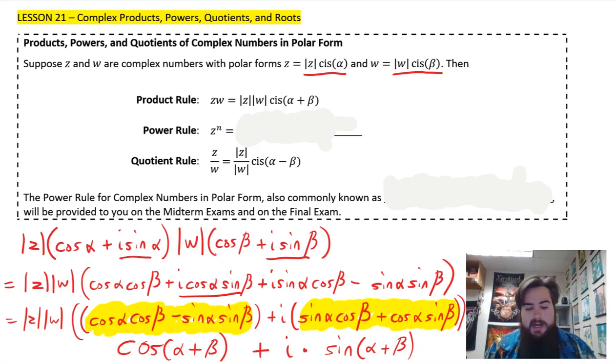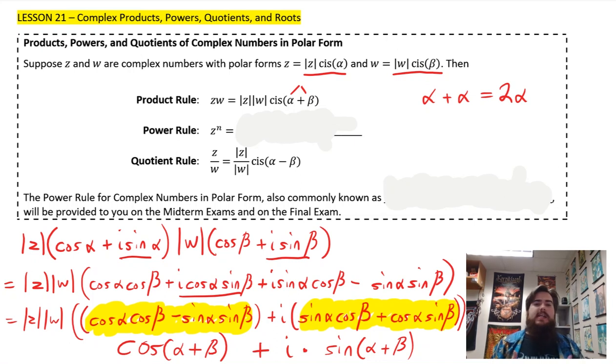The power rule, on the other hand, is what would happen if I took that product rule and was just taking the product of one number times itself, or z times z. If I did that, if these two moduluses were the same, then I'm multiplying the same number by itself, which means I could take that to an exponent. And if these two angle measures were the same, that means I'm adding them together. So I could do alpha plus alpha, which I could also write as 2 times alpha. And we can expand on that and do the product rule with z times z times z times z.